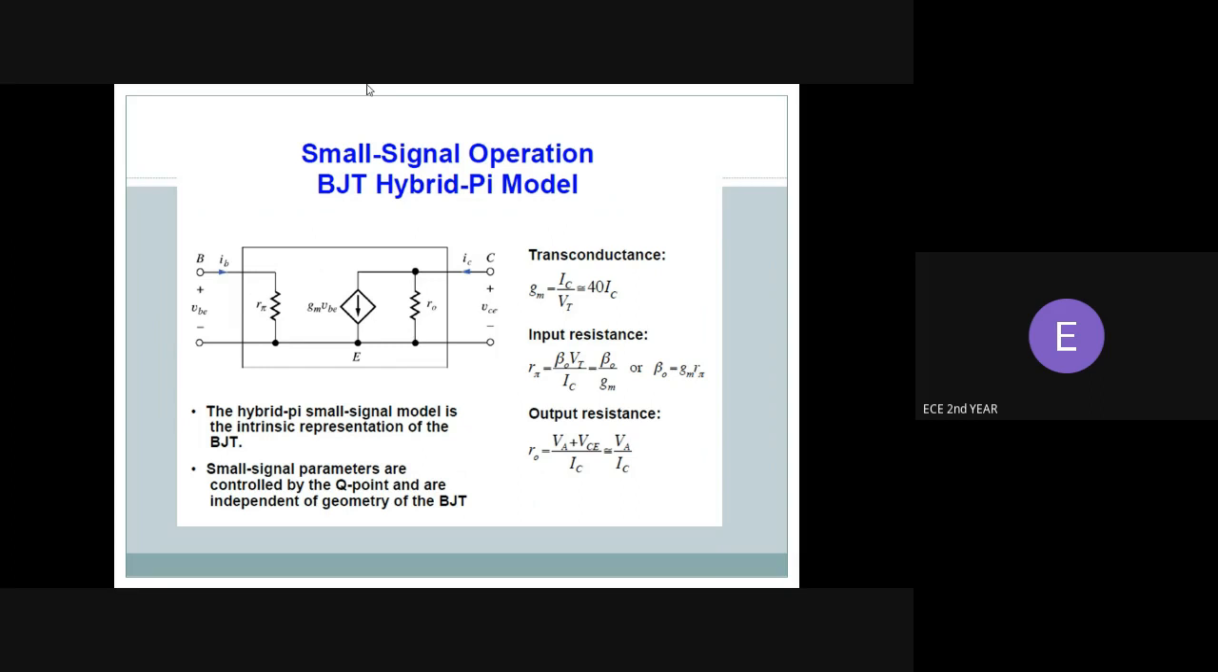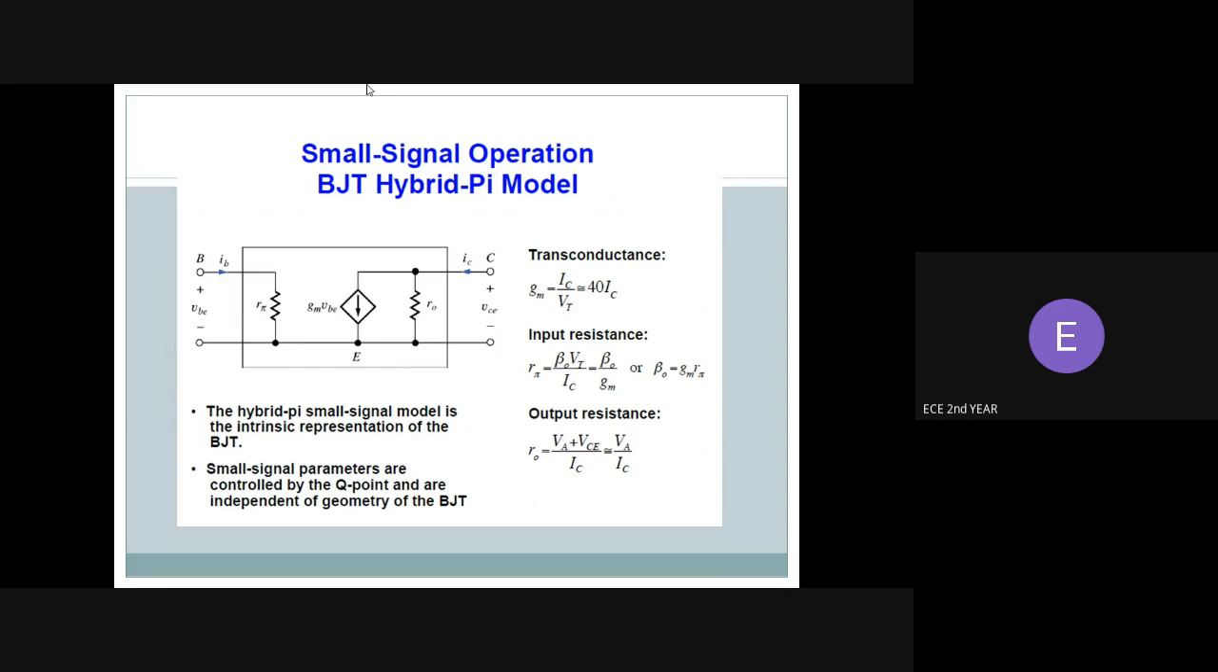The hybrid pi small signal model is the intrinsic representation of the BJT. Small signal parameters are controlled by the Q point and are independent of the geometry of the BJT, which is not about the size of the BJT. Transconductance gm is equal to IC over VT, which is equal to 40 IC.